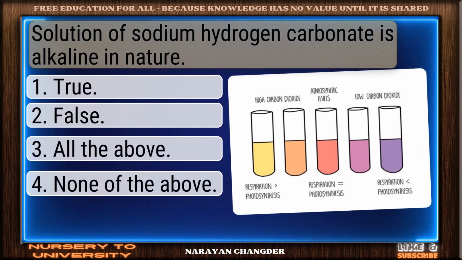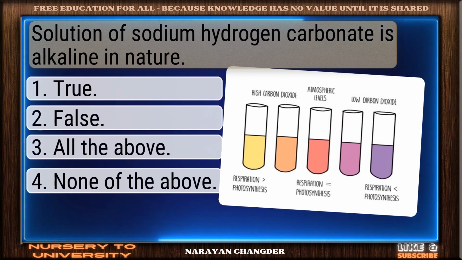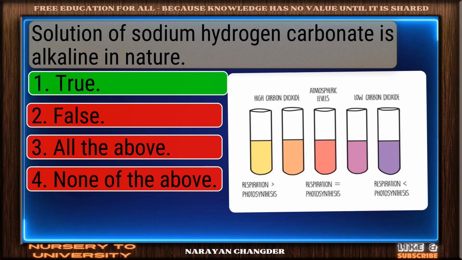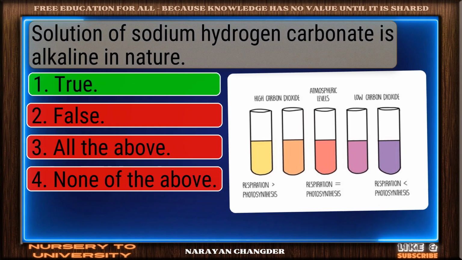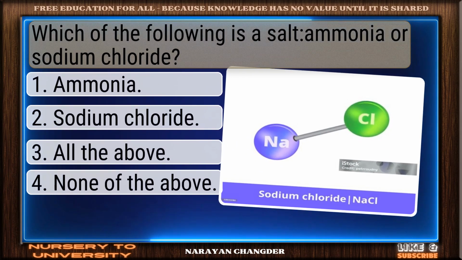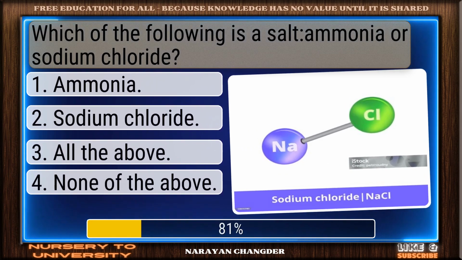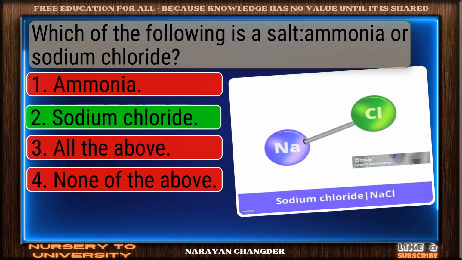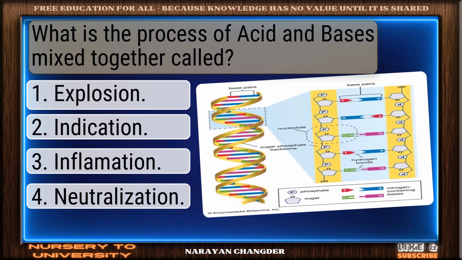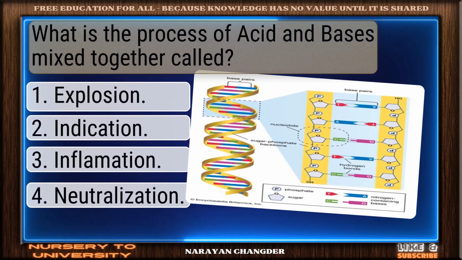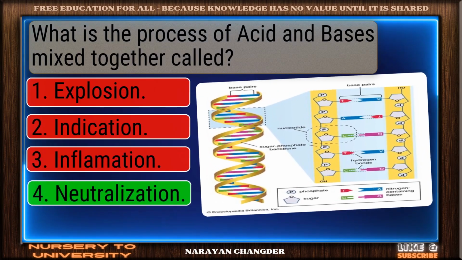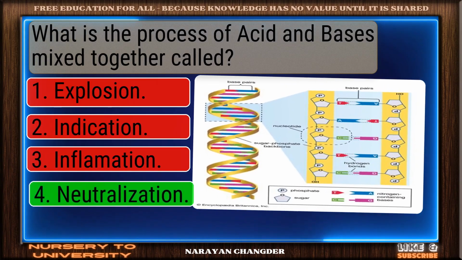Solution of sodium hydrogen carbonate is alkaline in nature. Good job. True works well. Which of the following is a salt? Ammonia or sodium chloride? Nice selection. Sodium chloride is correct. What is the process of acid and bases mixed together called? Bravo. Neutralization is the answer.